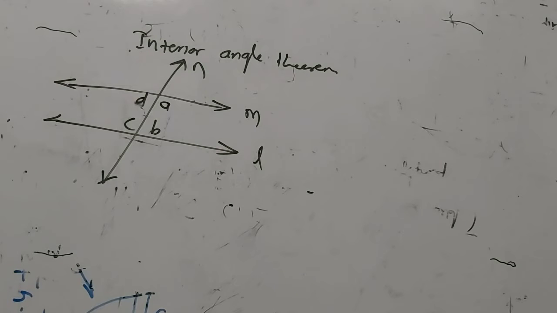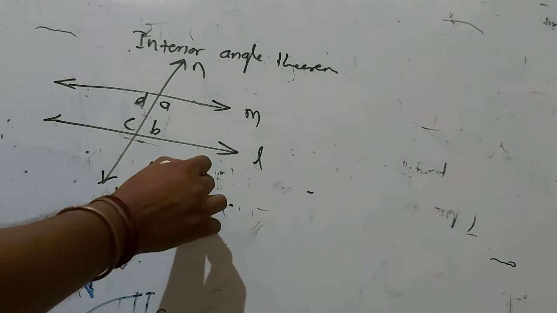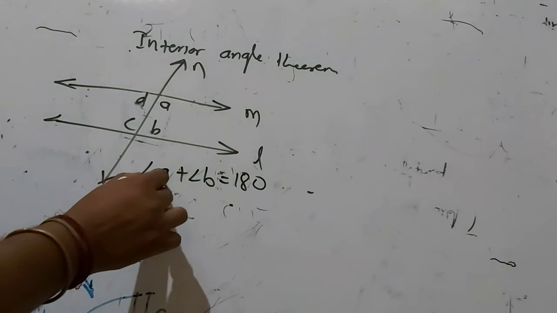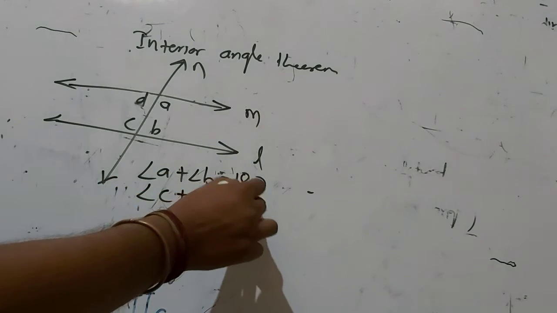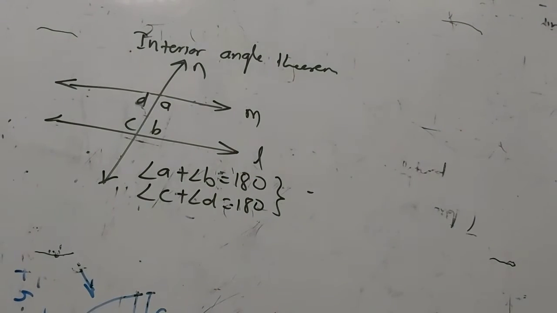What you have to prove in this is angle A plus angle B is equal to 180, and angle C plus angle D is equal to 180. Instead of given, to prove and proof, it is already given to you in the textbook of 9th standard. For proving this, you have to go by the indirect method. See page number 15.